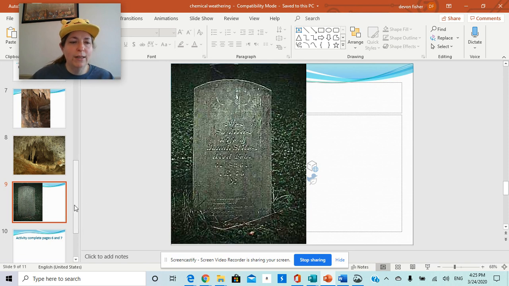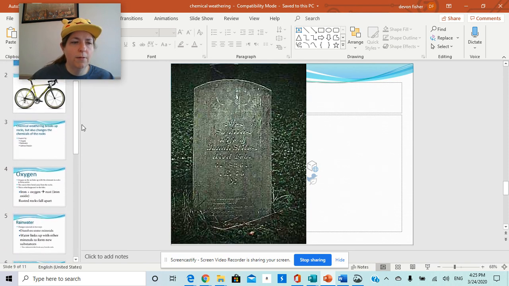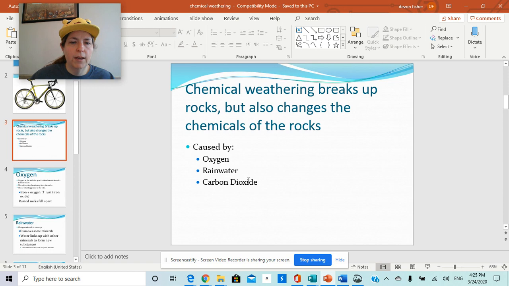All right, so I hope this cleared up chemical weathering for you a little bit. Again, the three really, really important things you need to know, the things that cause chemical weathering, are oxygen, which makes rust, rainwater, which dissolves stuff, and carbon dioxide, which makes carbonic acid. All right, carbonic acid reacts with calcite in limestone and marble.